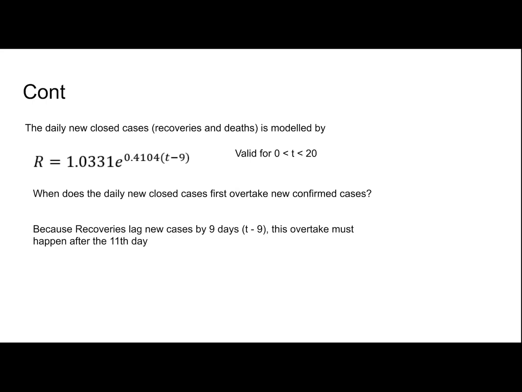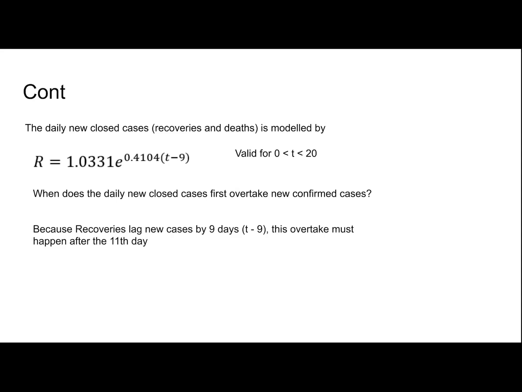Okay, so we know recoveries lag new cases by 9 days, so the overtake has to happen after the 11th day. By the time we're confirming 89 cases, so let's say on day 11, we're confirming 89 new cases. That's the maximum number of cases. However, because the recoveries are lagging the cases by 9 days, realistically it's only the second day for recovery, so it's going to be a very small number. So in that case, the number of new cases is going to be very much larger than the number of recoveries.